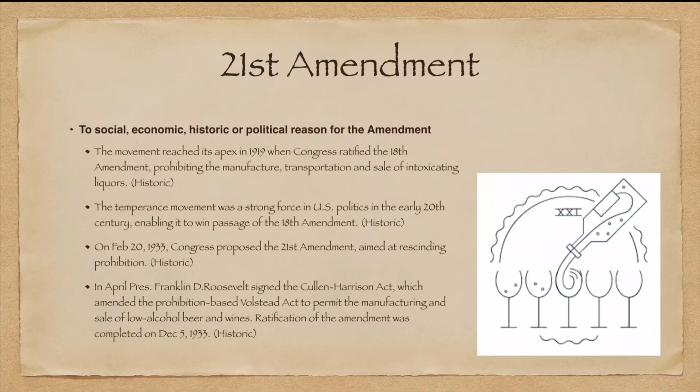On February 20, 1933, Congress proposed the 21st Amendment, aimed at rescinding prohibition. In April, President Franklin Roosevelt signed the Cullen-Harrison Act, which amended the prohibition-based Volstead Act to permit the manufacturing and sale of low-alcohol beer and wines. Ratification of the amendment was completed on December 5, 1933.